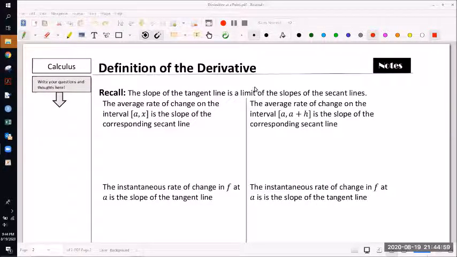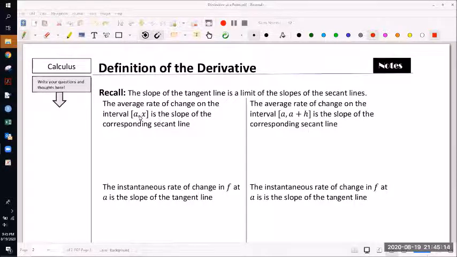Hi everyone. In this video we're going to talk about the definition of the derivative and how to find the derivative of a function at a point. So remember that the slope of a tangent line is a limit of the slope of the secant line.